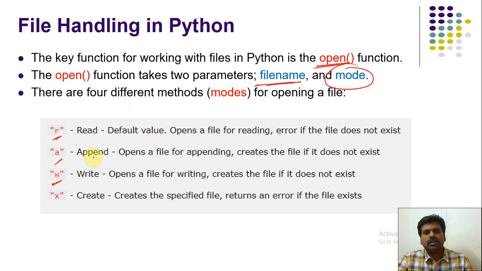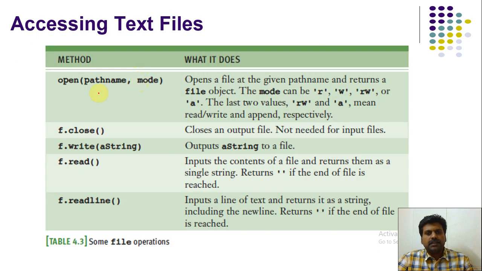And we have another option called W. W is for write mode. When you open a file in write mode, the old content will be deleted and new content will be written. And if you want to create a file, we can open a file using X mode. So by using this open function, we can open a file for reading as well as writing. As we discussed, we have an open function where we need to pass the path name, the location of the file name, and the mode of operation.